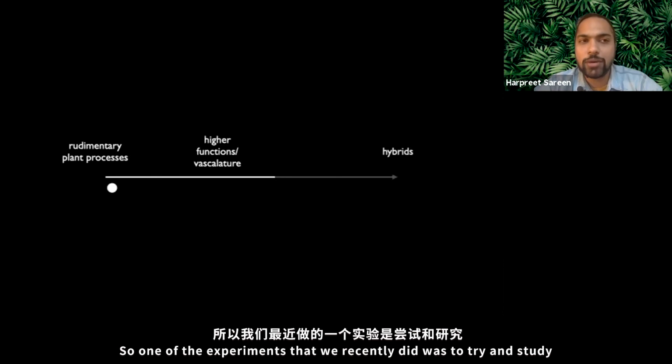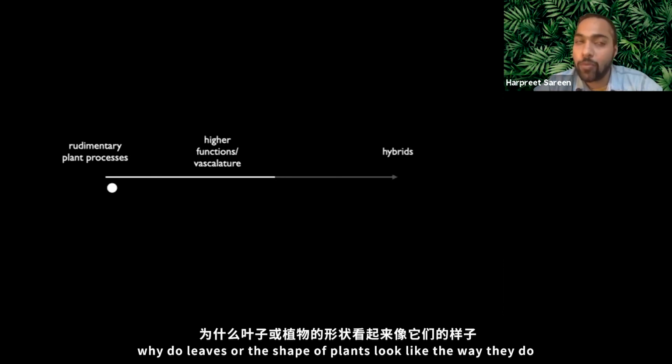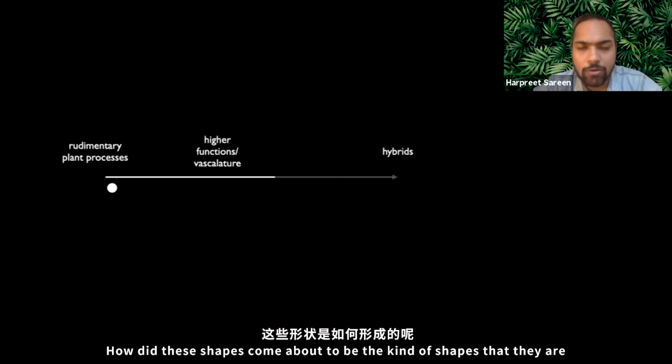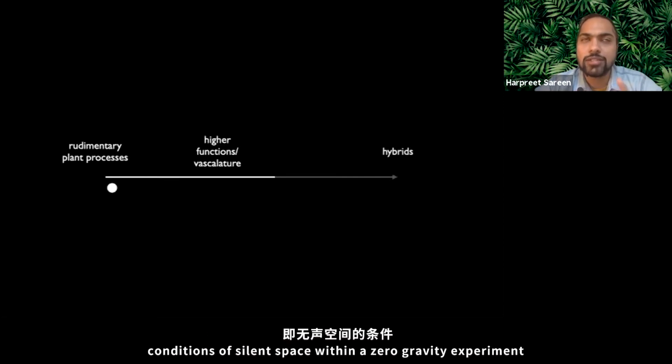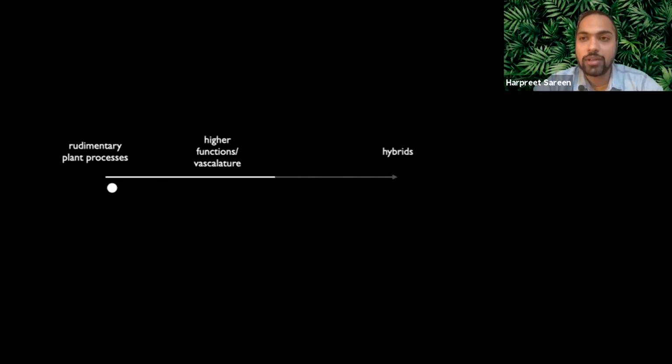So one of the experiments that we recently did was to try and study why do leaves or the shape of plants look like the way they do. How did these shapes come about to be the kind of shapes that they are? So we try to replicate conditions of early evolution, conditions of silent space, like a zero gravity experiment.